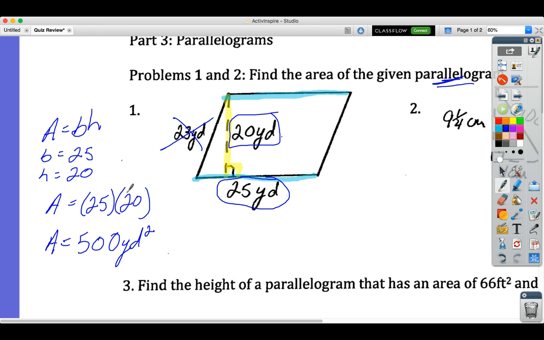If you're not sure how to multiply 25 and 20, because you'll not be allowed to use a calculator, please make sure that you reach out to me, and I'll try to see if I can get something for you to help you with that. All right, let's move on to the next question.